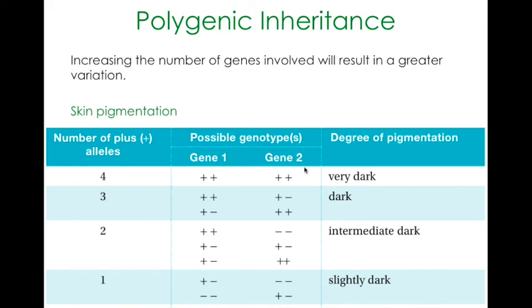So you can imagine the complexity increases every time you add an extra gene that contributes to that trait. You increase all the possibilities of it. And the general rule is that as you add genes that contribute to that particular trait, you end up with a more continuous variation within the trait, okay?